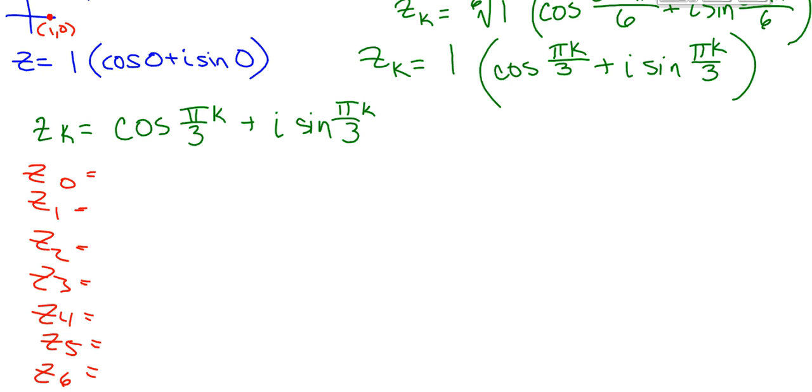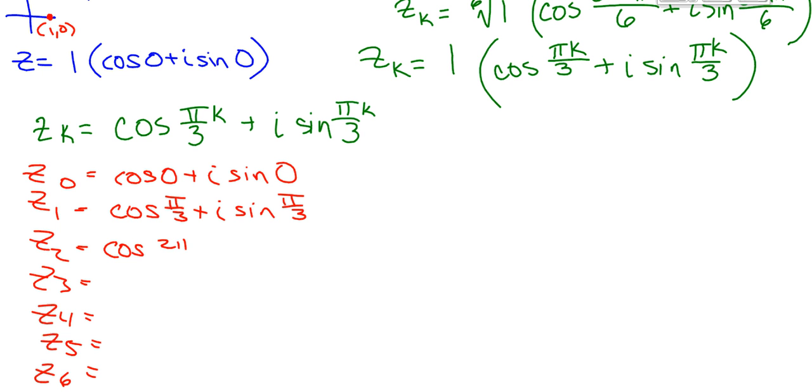So when I put in 0, it's going to be cosine 0 plus I sine 0. When I put in 1, it's going to be cosine pi over 3 plus I sine pi over 3. When I put in 2, it's going to be cosine 2 pi over 3 plus I sine 2 pi over 3. When I put in 3, it's going to be cosine, well, what's 3 pi over 3? Pi. Cosine pi plus I sine pi.